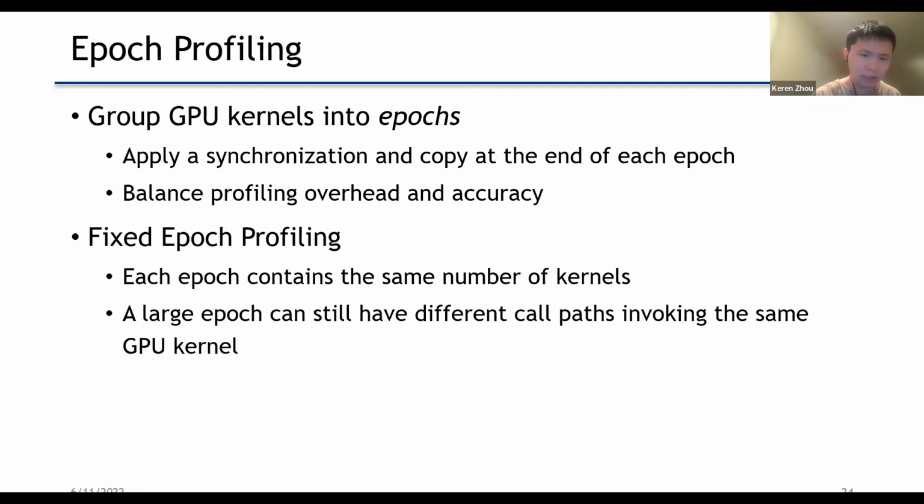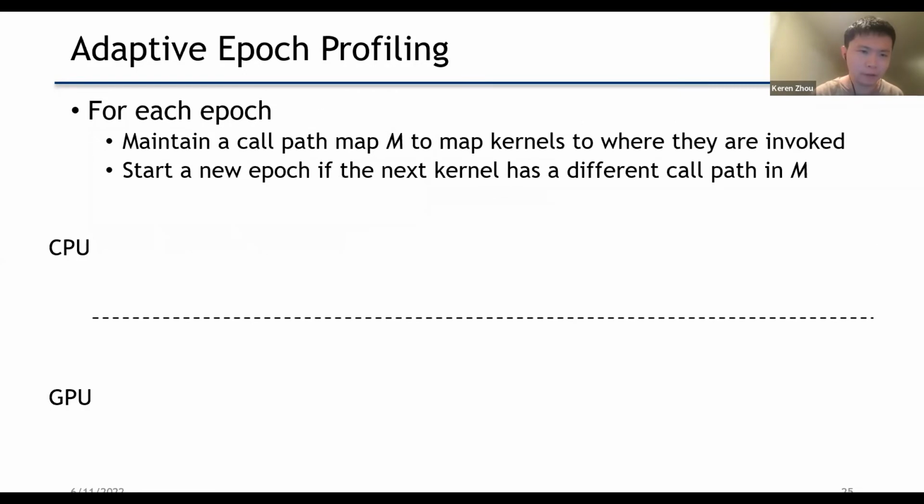But in this case, if an epoch is quite large, then it could still have different call paths invoking the same GPU kernel. To improve this method, we devised another variant called adaptive epoch profiling. In this method, we maintain a call path map M to map kernels to where they are launched. And we start a new epoch if the next GPU kernel has a different call path than the one in the call path map M that we are maintaining.